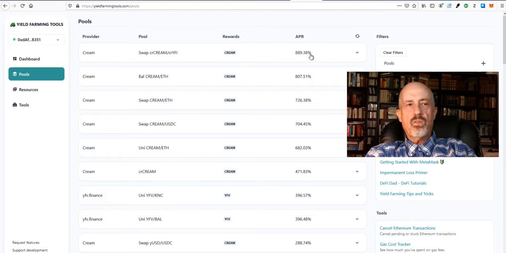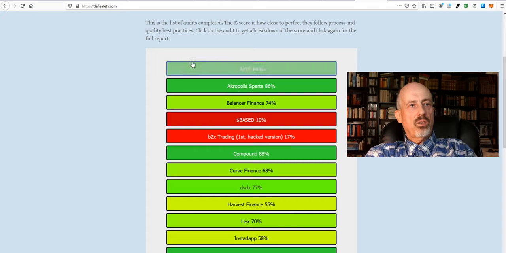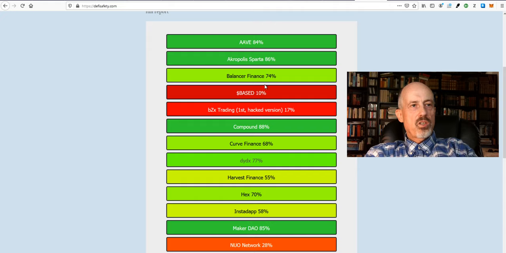And I explained in the last video why an APR of 889% is possible. And if you click on this option here, then you see that the smart contract risk level is high and the impermanent loss level is high. And so I explained to you that smart contract risk is something that you can check by going into defisafety.com. That will explain to you which protocol is safe and which one isn't. So if it's something in red, I would definitely not touch that. If it's green, then yes, it has been audited and it's probably safe.